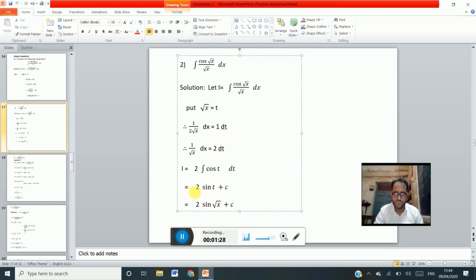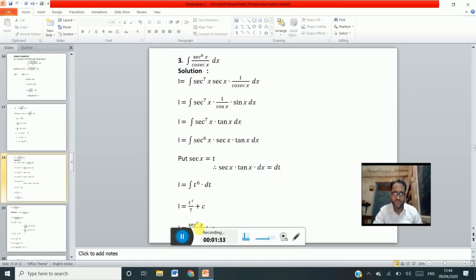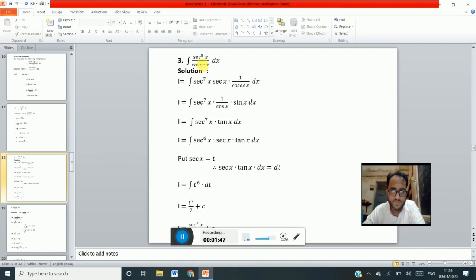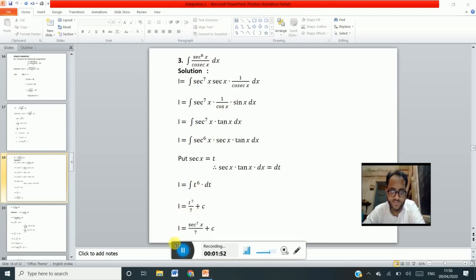Okay, see the next one, the third example, integration of sec to the power 8x upon cosec x dx, right? So let I be the given integral. Sec to the power 8 can be written as sec to the power 7 into sec x and into 1 upon cosec x. Sec x is 1 upon cos x, and 1 upon cosec x is sin x, and sin upon cos is tan x.